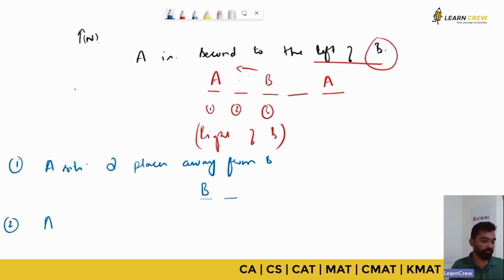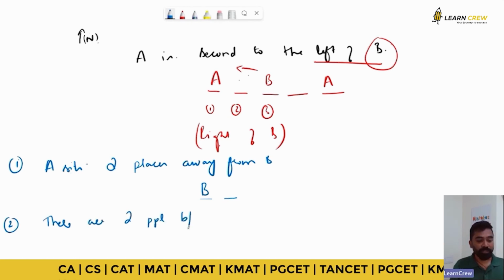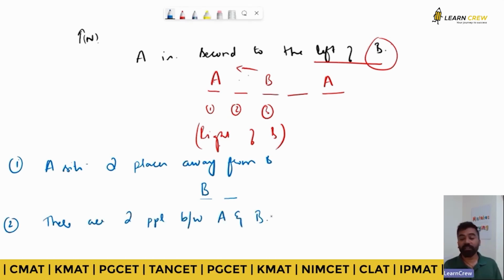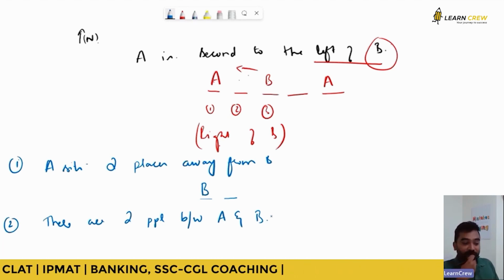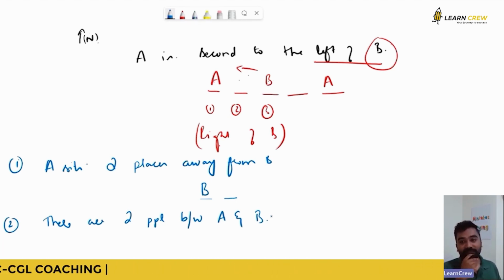Okay. Second scenario. There are 2 people between A and B. Now, which statement tells what? A sits 2 places away from B. There are 2 people between A and B. Both are same.